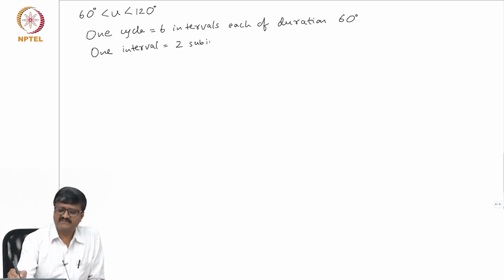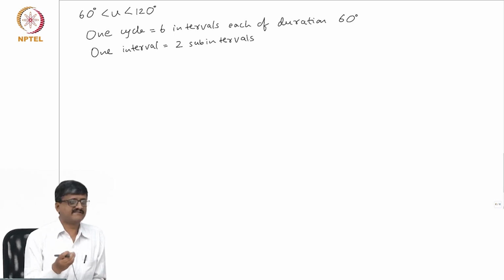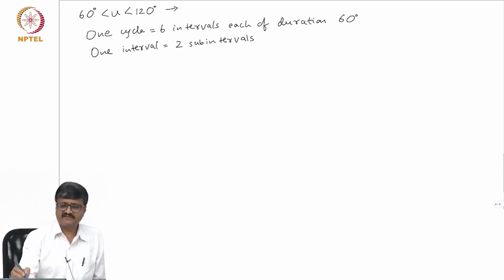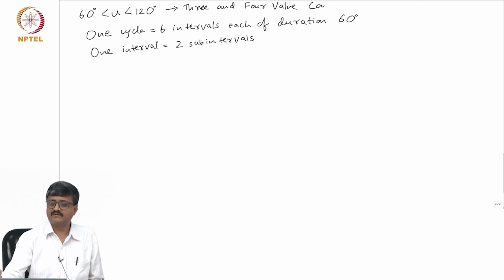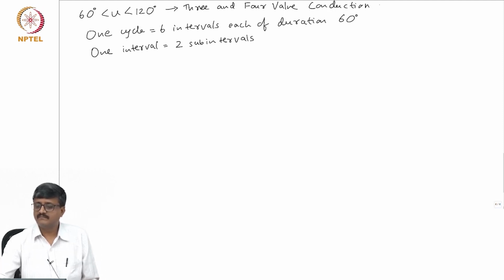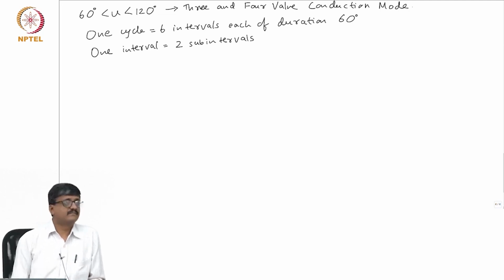is equal to 2 subintervals. Now, why am I saying 2 subintervals? At any instant either 4 valves conduct or 3 valves conduct. Now, that is true for any value of U between 60 and 120. So, this range of U corresponds to what is known as 3 and 4 valve conduction mode. So, the previous case of U less than 60 was 2 and 3 valve conduction mode. So, this is 3 and 4 valve conduction mode.